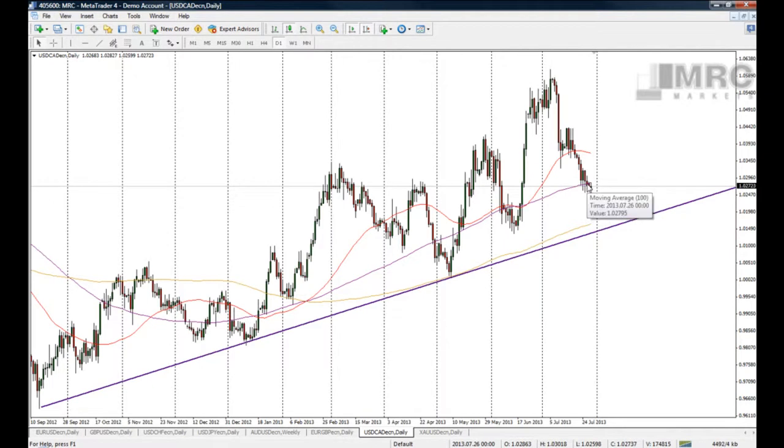So see what happens if you come down here. It looks like it is because we've closed below the 100-day moving average, and that should cap. And I wouldn't be surprised to see it come back down here to this trendline support and rotate higher.